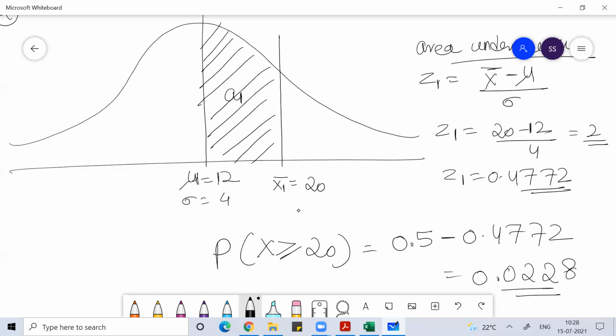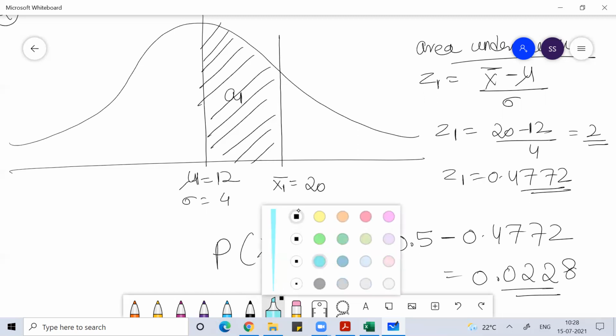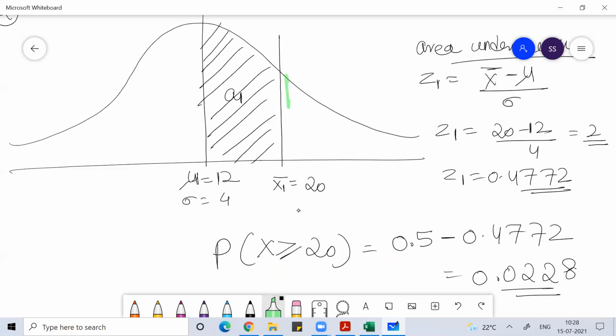They're expecting us to find this area, the area greater than or equal to 20. Are you getting it, guys? Is this clear, everyone? Are you getting this area?